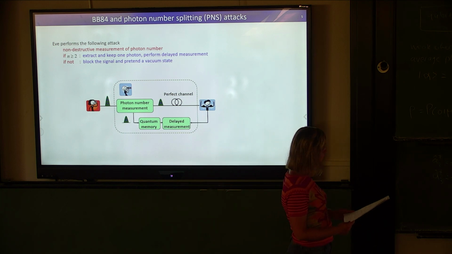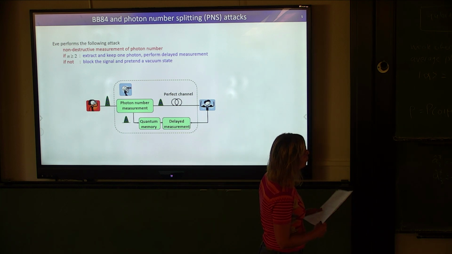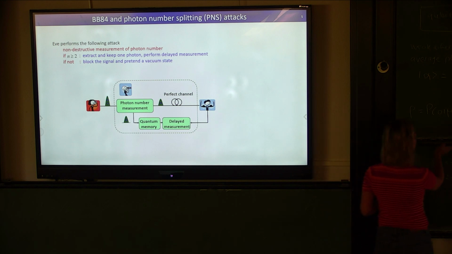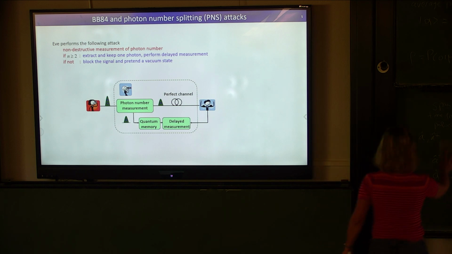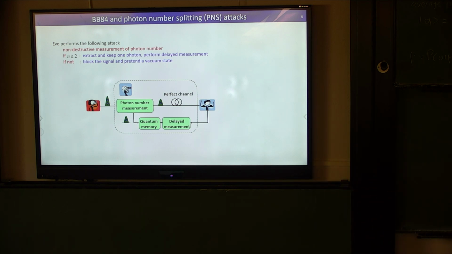What it shows is that we now have to be very careful about how we do our analysis. Let's go and see how the analysis will change now that we have this, how the BB84 protocol needs to adapt to this photon number splitting attack, and what the possible solutions are.